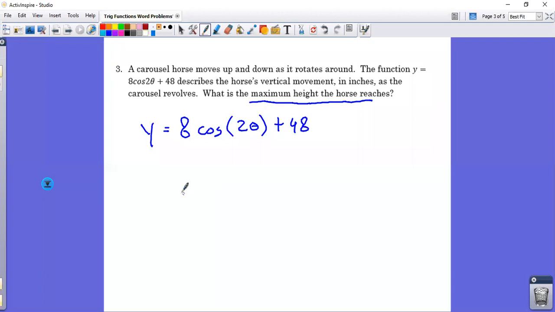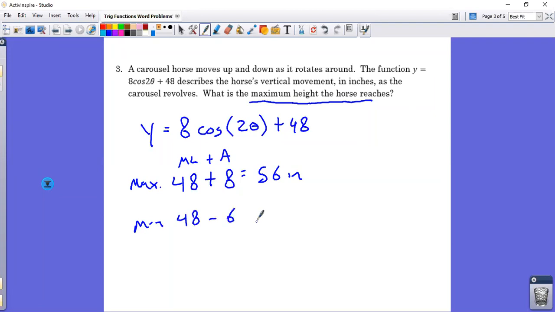So the maximum height is going to be the midline, 48, plus the amplitude. So that's your max. Midline plus amplitude, 56 inches. If it asks you for what's the minimum, it'd be minus the amplitude.